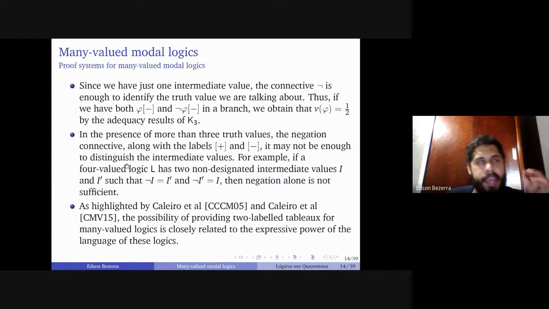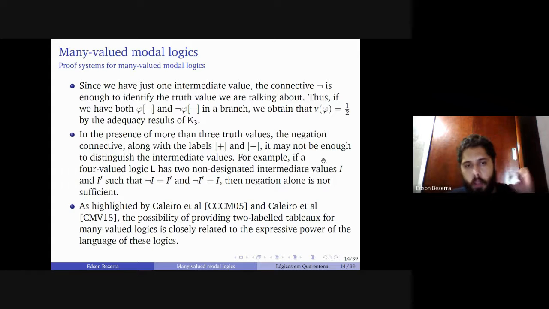Not every logic has expressive power enough to distinguish its intermediate values. In the case of strong Kleene, we can, because whenever we have in a branch phi minus and neg phi minus, we know that the value of phi is 1/2 by the adequacy results of strong Kleene. But if we have more than three values, the negation alone, along with the labels plus and minus, may not be enough to distinguish the intermediate values.